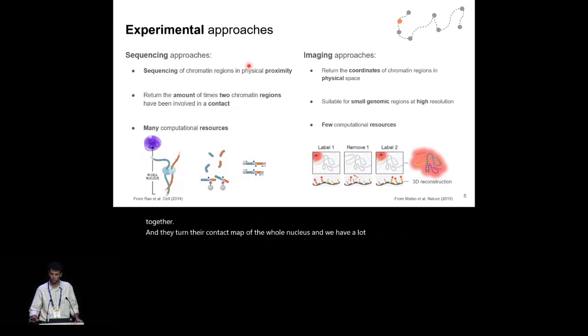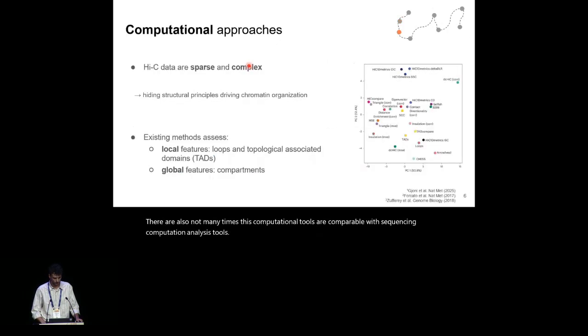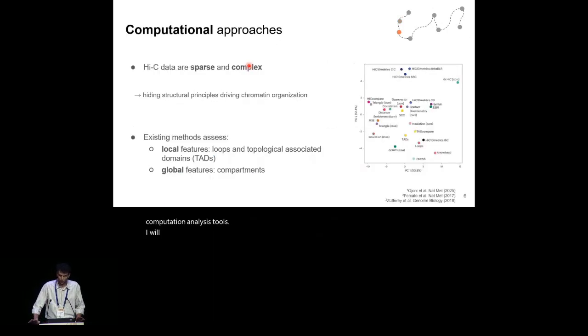And we have a lot of computational tools to analyze this data. Regarding imaging approaches, the idea is to physically identify the region of interest, which are probed. So they are, let's say, suitable for short regions in the chromatin because you have to design the probes. And there are fewer methods, and often these computational tools are not comparable with the sequencing computational analysis tools. I will focus mainly on the computational tools regarding sequencing-based approaches.